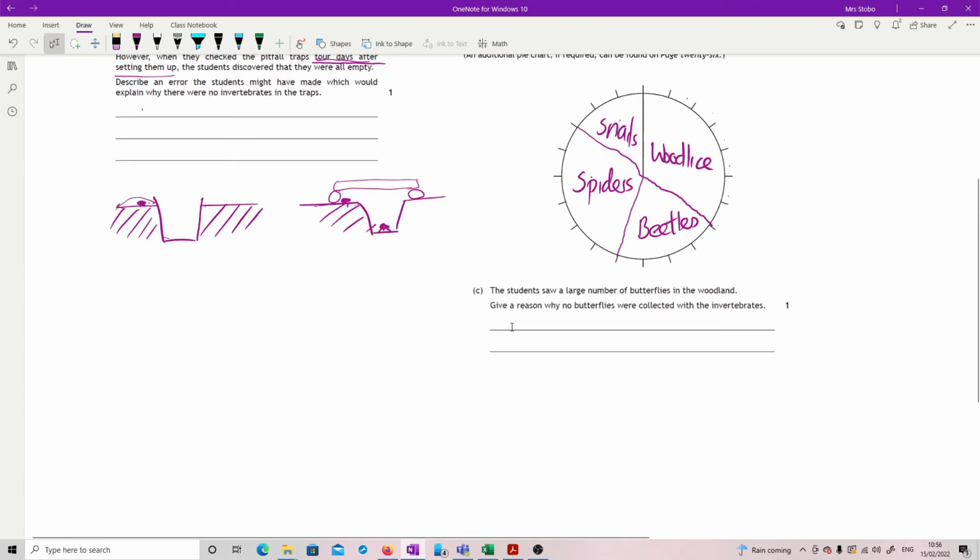Okay, students saw a large number of butterflies in the woodland. Give a reason why no butterflies were collected with the invertebrates. It's a very odd question in a way. It was pitfall traps. And butterflies can fly. So they're not going to end up in a pitfall trap, or if they were wandering about or they flew in, they can just fly back out again. Okay, and that's the question.